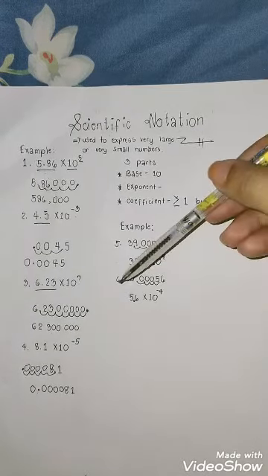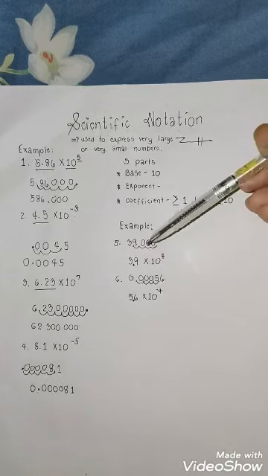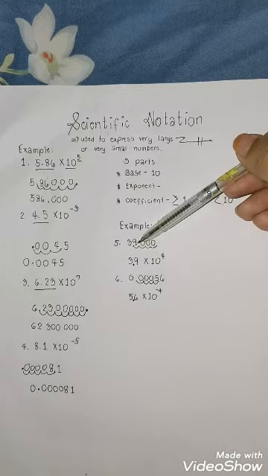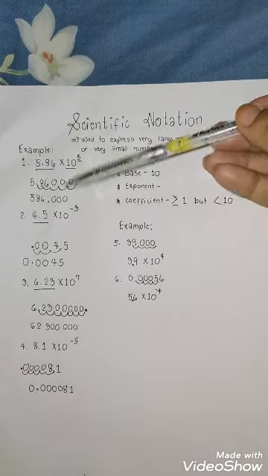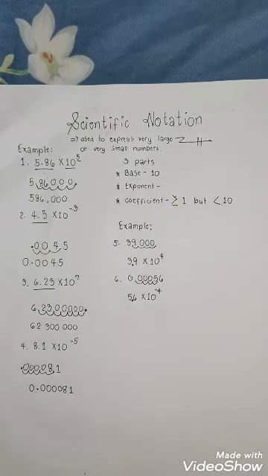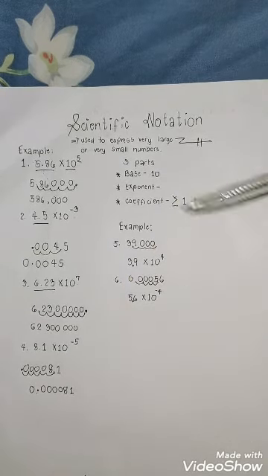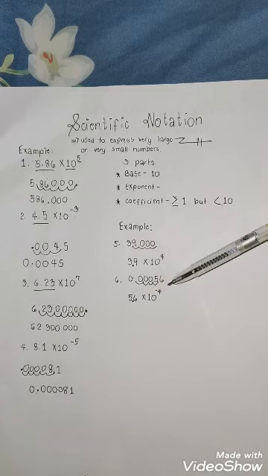So, pag galing siya sa kaliwa, negative ang exponent. Pag galing siya sa kanan, positive. Kabaligtaran lang po ng ating examples number 1 to 4. So, is it clear? Okay. So, meaning to say, our final answer is 5.6 times 10 raised to negative 4.